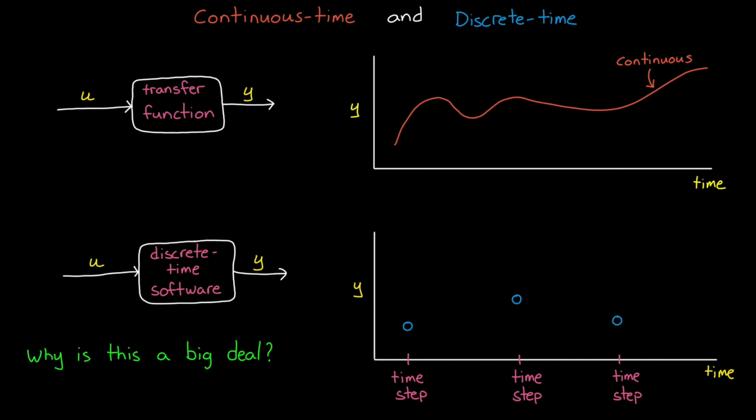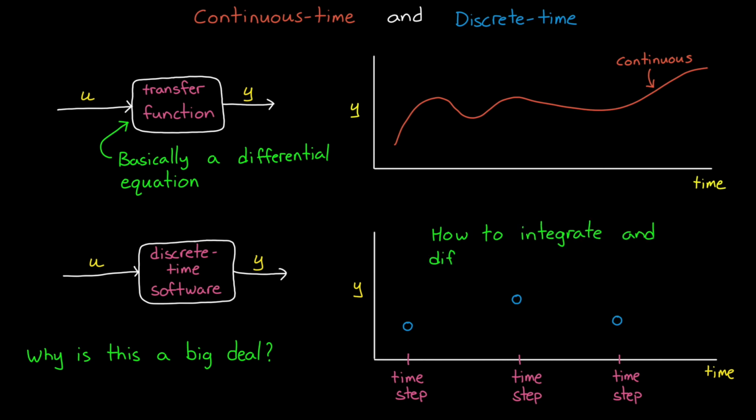Why is this a big deal? Well, when we implement a transfer function in code, we're basically implementing a differential equation, which means that we need to perform differentiation and integration. And since we only have periodic information in software, we have to figure out how to integrate the signal and differentiate the signal using these discrete points. There are many different ways to do this.